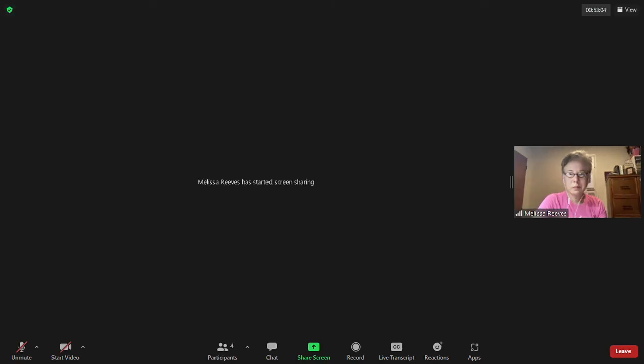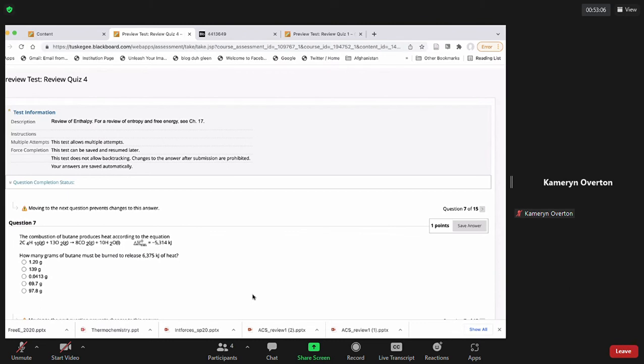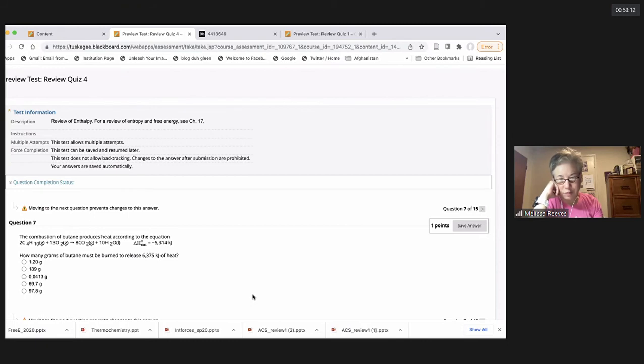Okay, let me see if I can get to that one. I have a combustion of butane question. Oh, yep, I got it confused, but yes, it was that one. Okay, this one right here. Yes. So this is a stoichiometry problem that includes the enthalpy change.